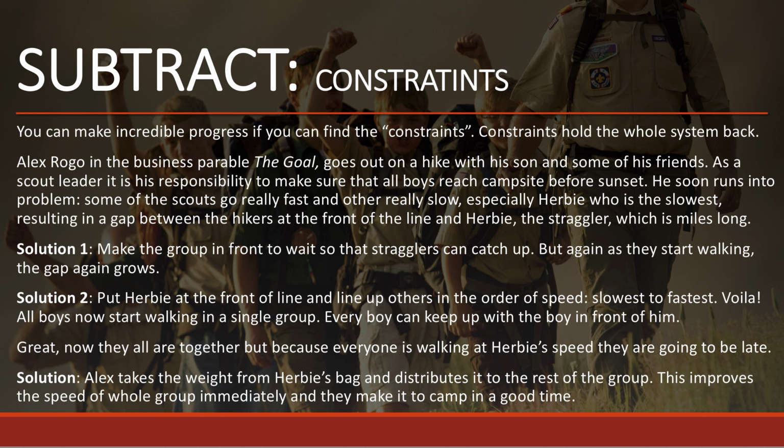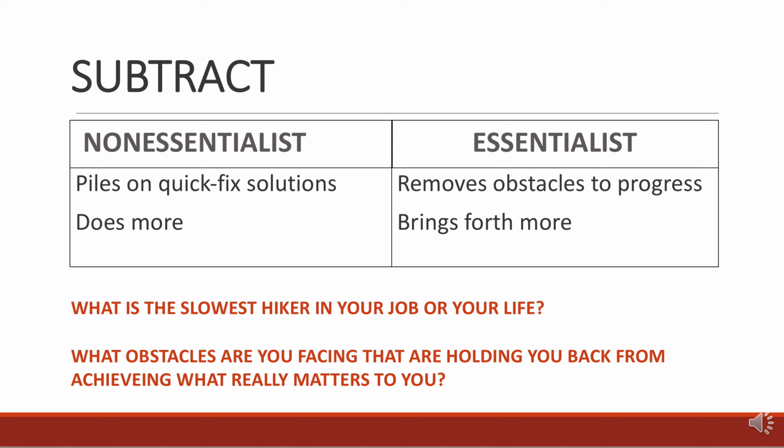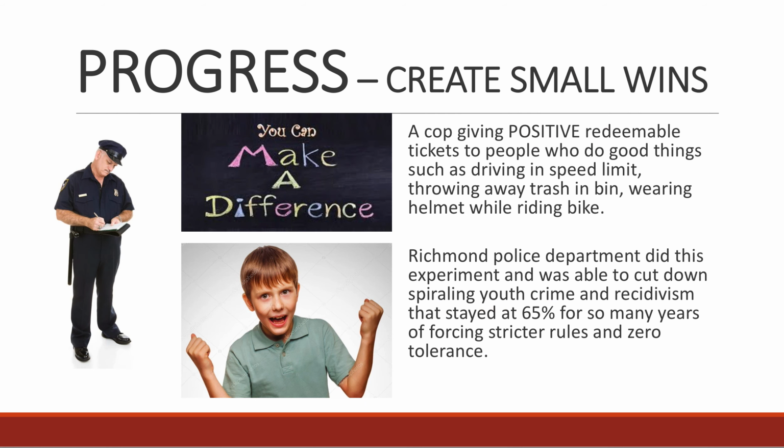This example is very much applicable to team dynamics at work. So a non-essentialist piles on quick fix solutions, whereas an essentialist removes obstacles to progress. A non-essentialist does more, an essentialist brings forth more. So, I have a question for you. What is the slowest hiker in your job or your life? What obstacles are you facing that are holding you back from achieving what really matters to you? Okay, I leave that for you to think, and let's move on to the third part: progress.